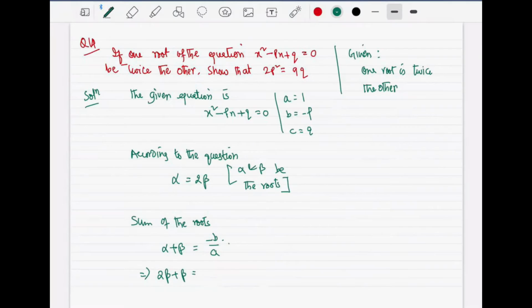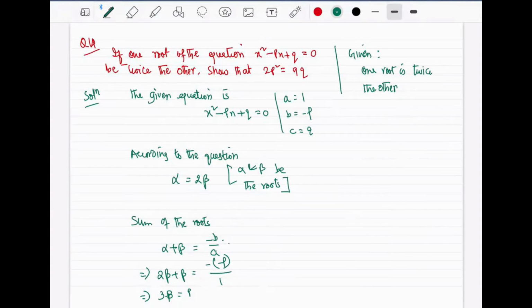How much is it? Minus b, minus of minus p, right? b is minus p. a is how much? 1. So if you add 2 beta and beta, we get 3 beta is equal to minus of minus p, which is plus p, by 1. We can ignore the 1 in the denominator. 3 beta is equal to p.